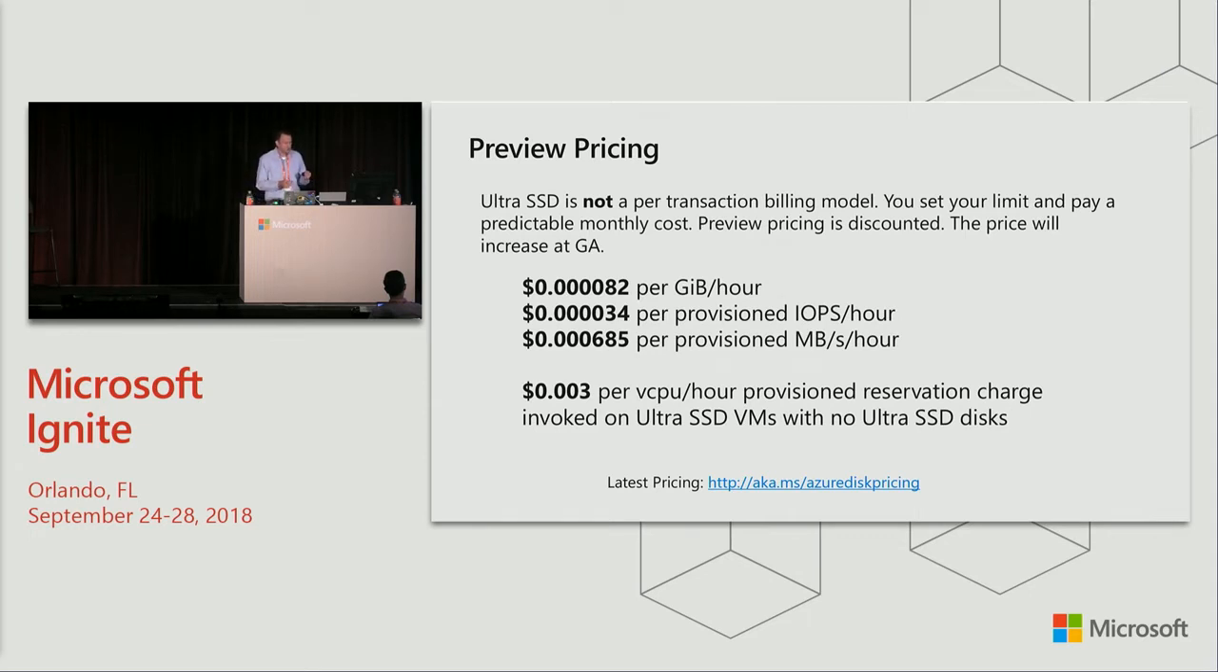You'll also see the strange 0.003 vCPU per hour provision reservation. That is only in use if you select that you want an Ultra SSD capable VM, but don't assign a disk. The moment you assign a disk to the VM, that charge drops to 0. The point of it is to ensure that the VM is in close enough proximity to Ultra SSD to hit all of our guarantees for the performance.